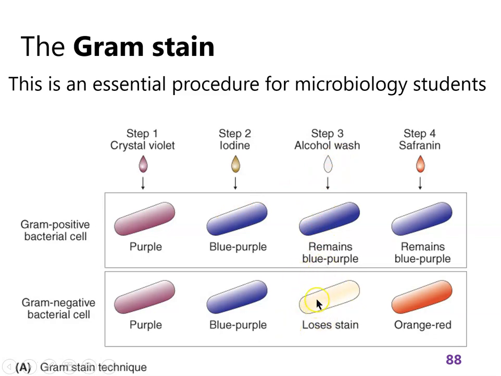Alcohol will remove it. And then we stain with a pale dye that is orange or pink. And you can't see that orange or pink in the gram-positive because the purple dye is darker, but you can see it in the gram-negative. And that's necessary because if you remove this stain and you don't add the pink stain, the cell is invisible under the microscope. So we have to add this stain to make gram-negative cells visible.